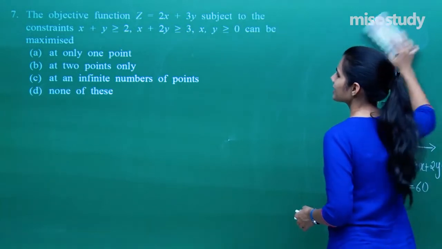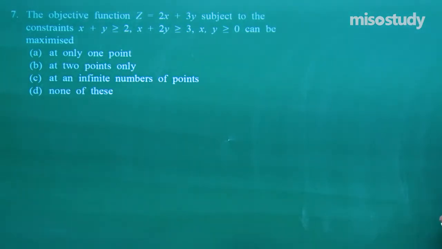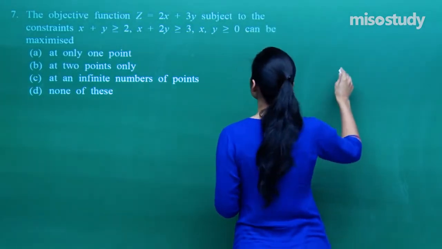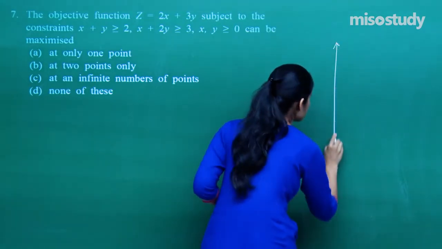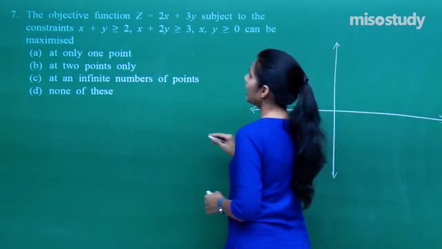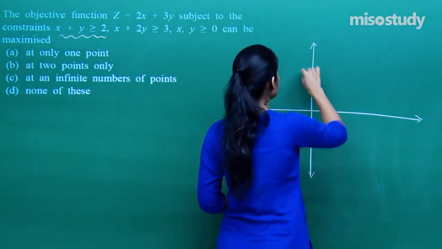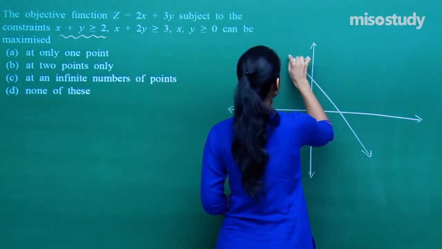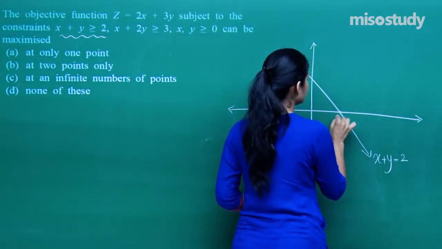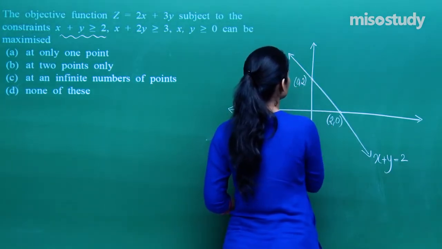Moving on to the next question, we have the objective function z equals 2x plus 3y subject to these constraints. It can be maximized at how many points? Let's see. That depends upon how the feasible region of this objective function is behaving. If I talk about the plotting of the constraints and hence determination of the feasible region, what do I get? Let's see. I have x plus y is greater than or equal to 2. So this is going to give you a very simple line. X plus y equals 2. This point is 2 comma 0. This point is 0 comma 2.